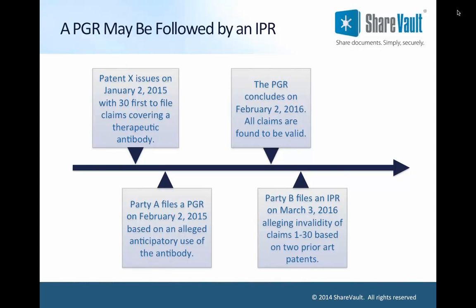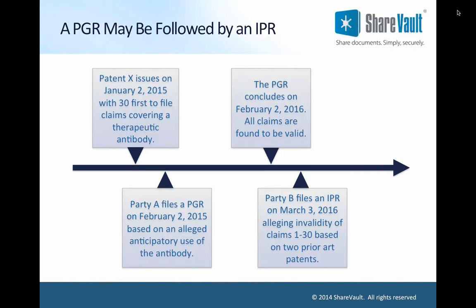So here's a first hypothetical, and what it emphasizes is that you can have a PGR which can be followed by an IPR. Basically, in this case, the patent issues on January 2nd, 2015, and it has 30 first-to-file claims. Party A here can file a PGR about a month later. It's within the 9-month period, and allege anticipation based on the use of the invention. Here, the invention is a therapeutic antibody.